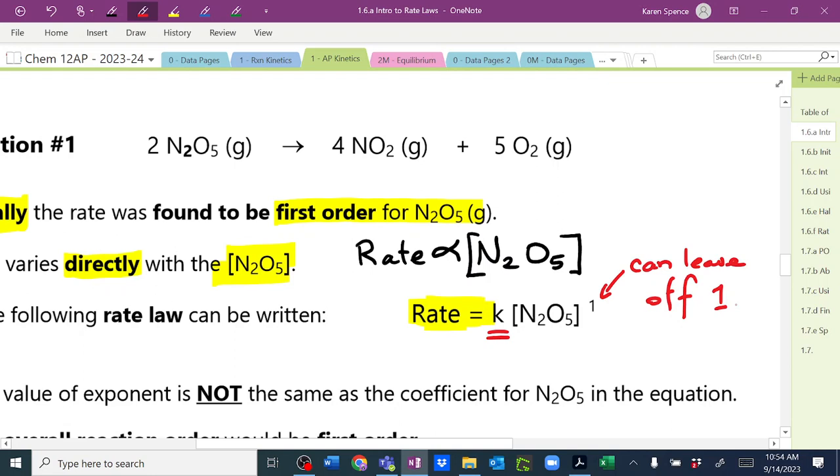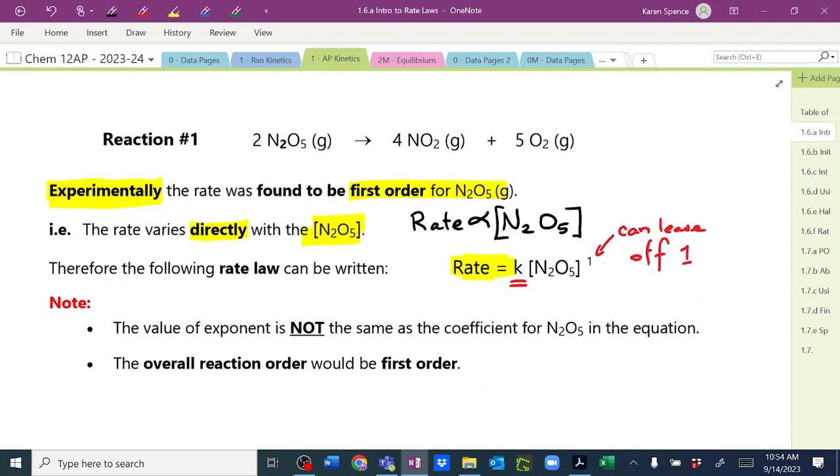Yes? You'll be told or you'll be given experimental results that will allow you to determine it, and we'll get to that, okay? Now, let's look. There's a 2 in front of the N2O5. Is that the exponent? No, okay? What is the overall reaction order for this reaction? First, because there's nothing else there. Okay, so it's first order with respect to N2O5. It's also first order overall because that's the only thing that is there.